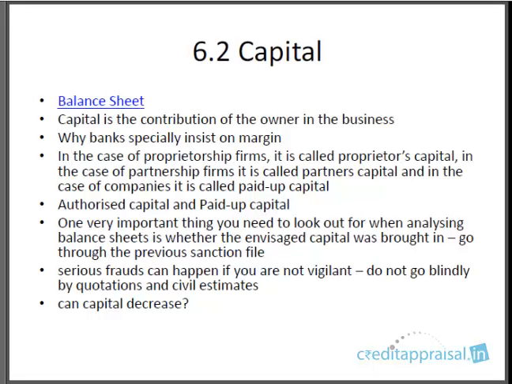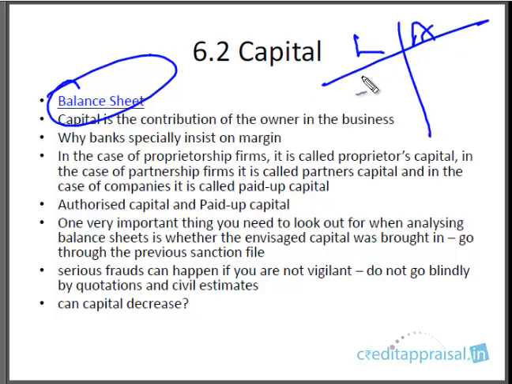Welcome back. We are now in segment 6.2, and in this segment we will be discussing capital. So please recall, we have already seen the blank format of CMA data, and we are now starting into the liability side of the balance sheet, right?